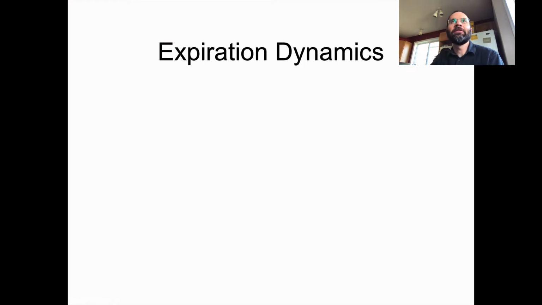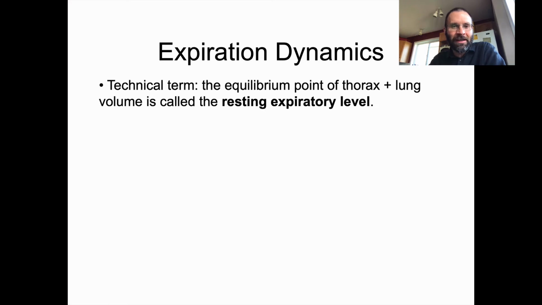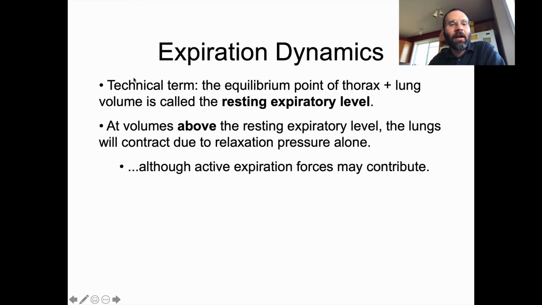I want to talk a little bit about the dynamics of this system. And by that I mean, how does a system change as it changes. Some of this is contingent on exactly where you are when you're breathing in and out. We've talked already about the equilibrium point of thorax and lung volume. Technically speaking, you can call that the resting expiratory level. How does the mechanics of the system change as you move away from that resting expiratory level? At volumes above that level, the lungs will contract due to relaxation pressure alone.